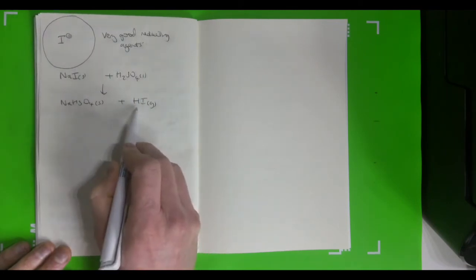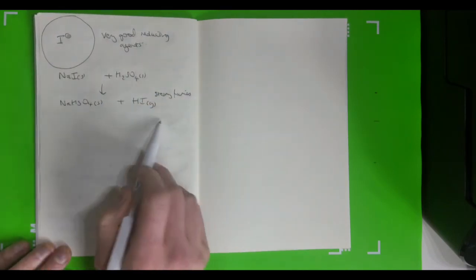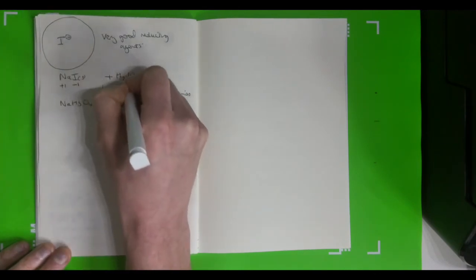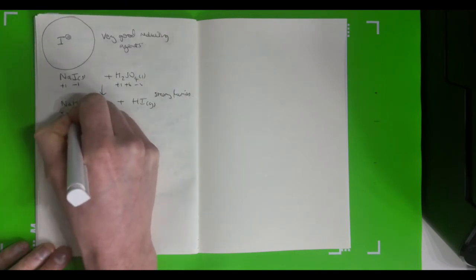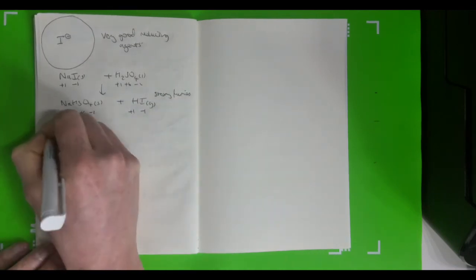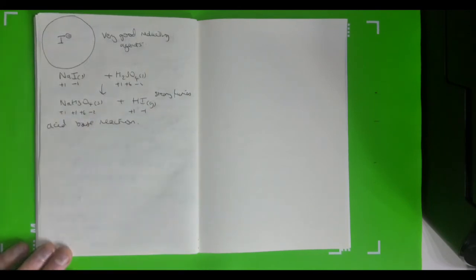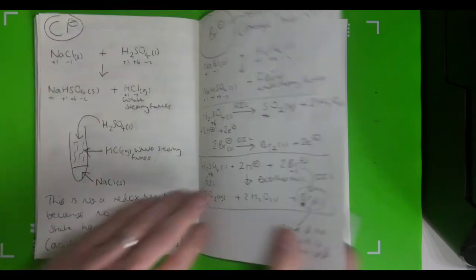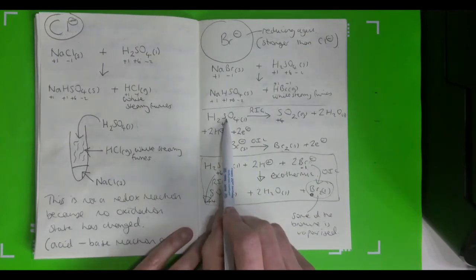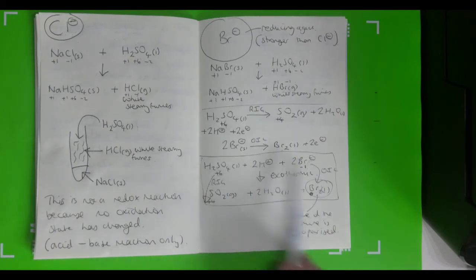Again, steamy fumes of hydrogen iodide. We know this is an acid-base reaction because there's no change in oxidation states. It also does a very similar reduction reaction here. It reduces the sulfuric acid into sulfur dioxide. So it does this reaction here.